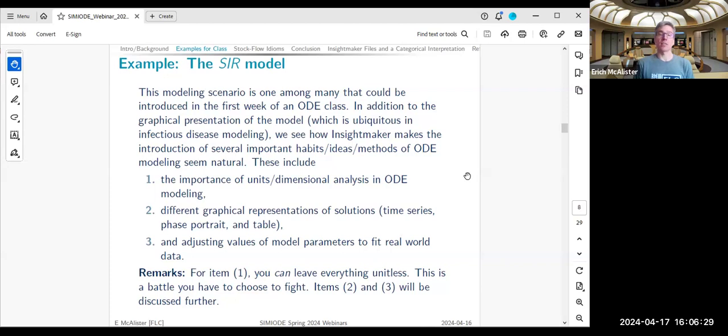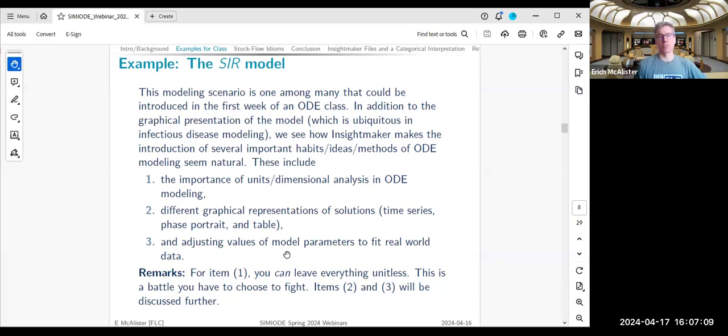In terms of assessment in the class, I do have students turning in Insightmaker files. I want you to demonstrate that you've gone through all of this so that you're really showing me that you've got this sort of novel understanding of the model beyond just here's an equation. And so the different representations and the adjustment of the parameters, we all know we're trying to do data fitting. Both of these things we're going to look at in a couple more examples.